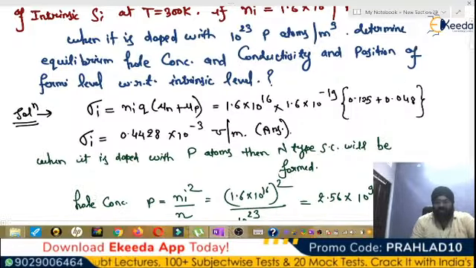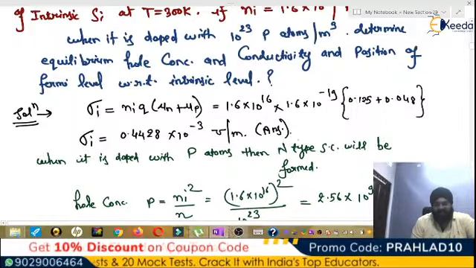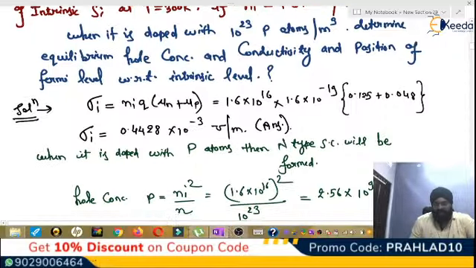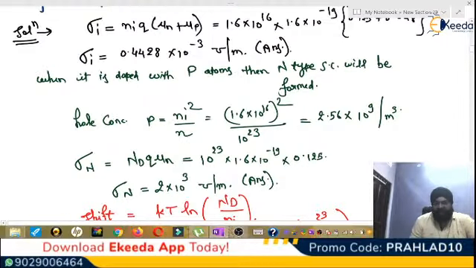Vaibhav. Right. So 0.4428 into 10 raised to power minus 3 mho per meter. This is our answer. Now when it is doped with phosphorus atoms, an n-type semiconductor will be formed, and for that n-type semiconductor, the hole concentration is Ni square by n according to the mass action law. So Ni is given as 1.6 into 10 raised to power 16, its whole square, divided by 10 to the power 23.